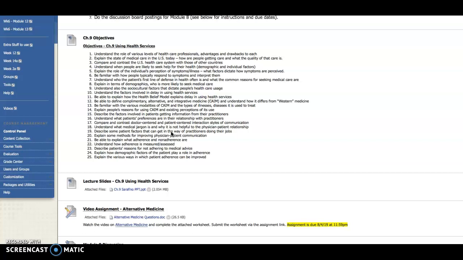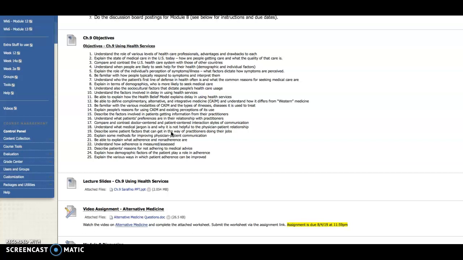And we'll also look at the state of medical care today in the U.S. How are people getting care compared to 50 years ago, and what is the quality of that care, pros and cons, as well as comparing and contrasting the U.S. healthcare system with those of other countries.